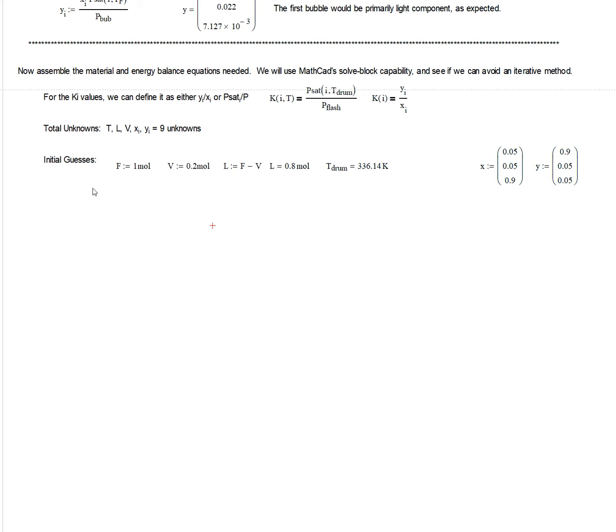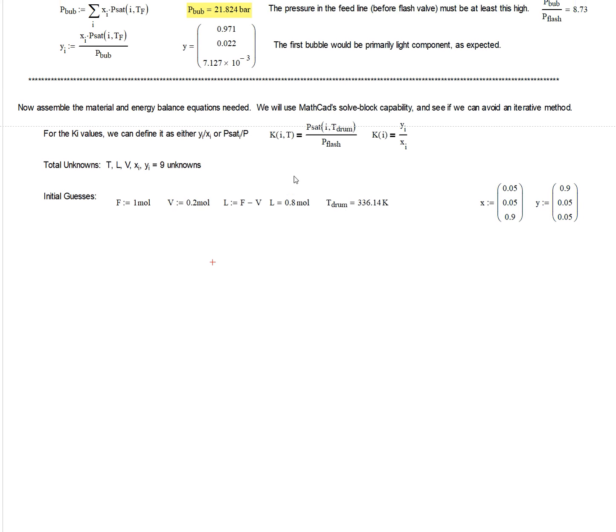And so we're going to enter initial guesses for all of these unknowns. I'm going to keep things simple and just say we have 1 mole. We could put it in moles per hour, kilomoles per hour, whatever you want, but I'm just going to use a feed basis of 1 mole. I'm going to guess that we have about 0.2 moles of vapor, and so that means there should be 0.8 moles of liquid in our initial guess.